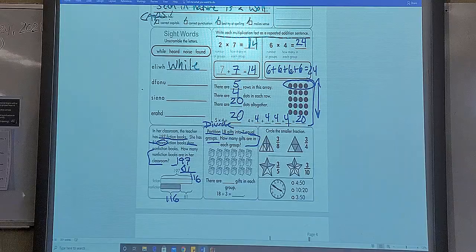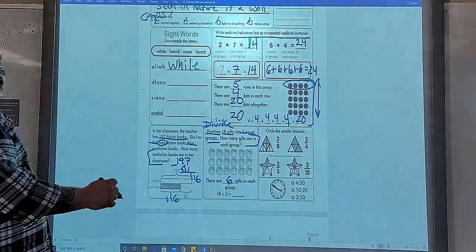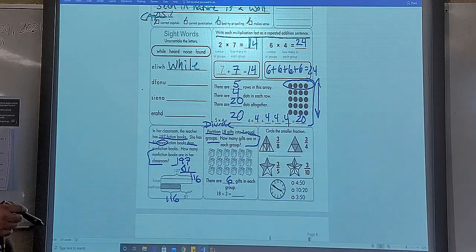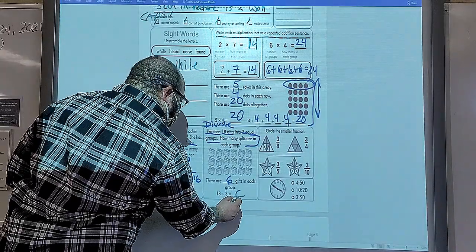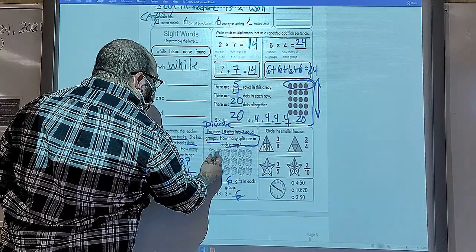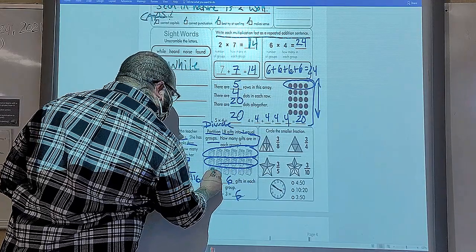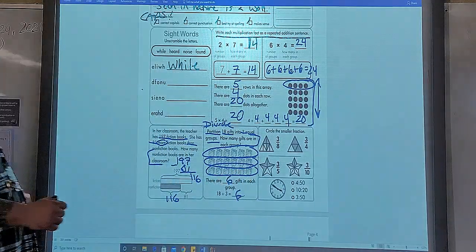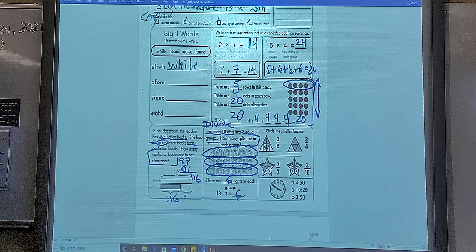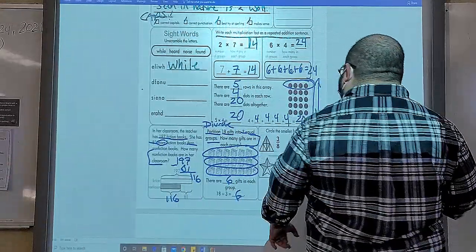Yes. 18 divided by 3 is 6. So there's 6 gifts in each group, right? Now, of course, you could have looked at that too, because it says they divided them into 3 equal groups. So you could have counted them, or you could have just said, well, that's 18 divided by 3, because they asked us to partition or divide.